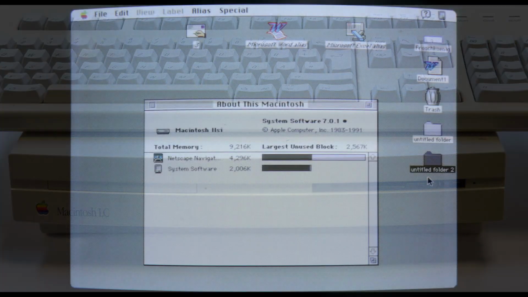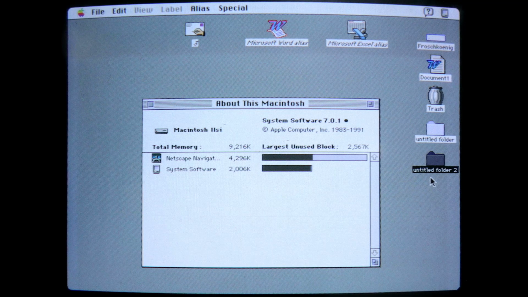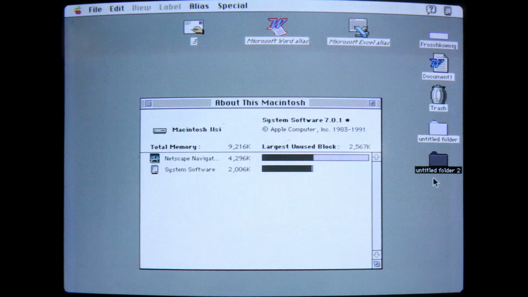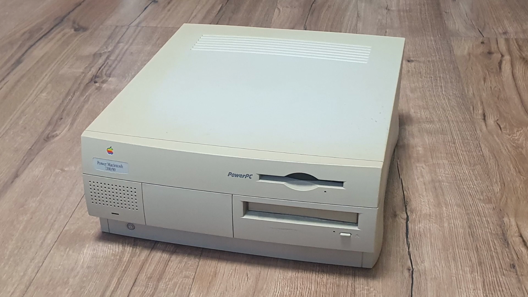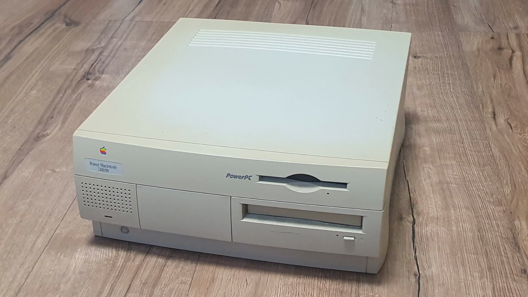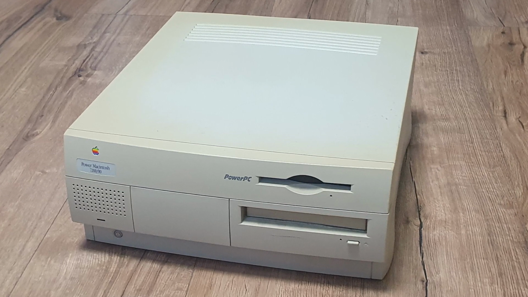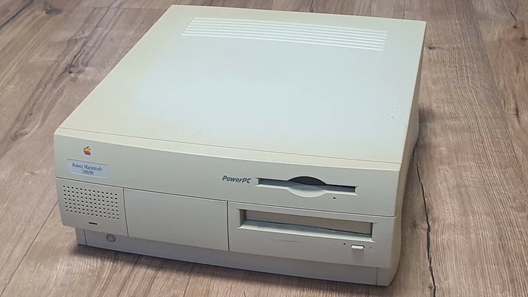I prefer to use these machines with System 7, so 7.1 or 7.5. It depends on which machine, the memory and the disk capacity. The next generation, if you just take a look at the case, really looks like the previous one. As Motorola lagged behind Intel, they had to step forward and they switched to a new architecture. It was designed and steered by three companies, so IBM, Apple and Motorola.